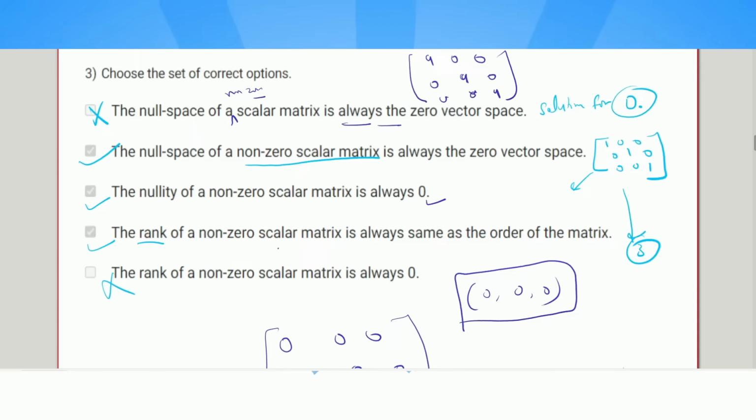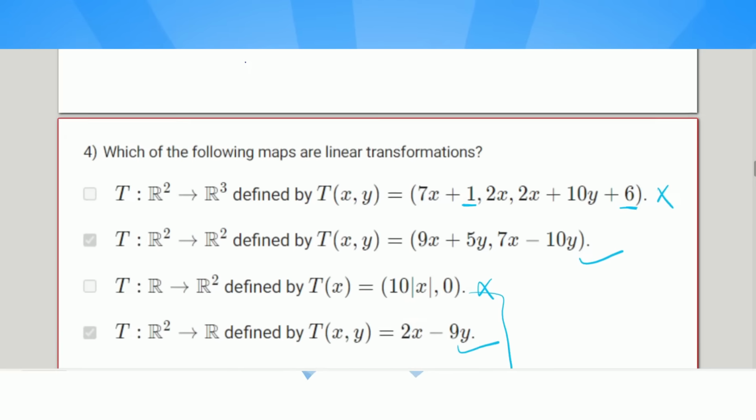The rank of a non-zero scalar matrix is always the same as the order of the matrix. Yes, you can see in the identity matrix the rank is 3, and the order is also 3. The rank of a non-zero scalar matrix is always 0. Now this is wrong, we have seen earlier.